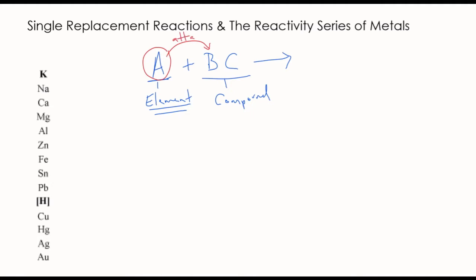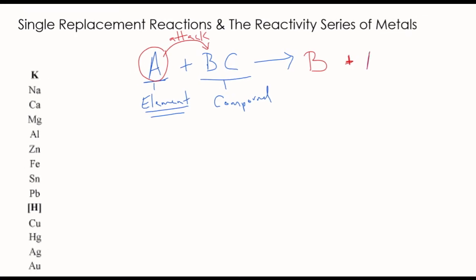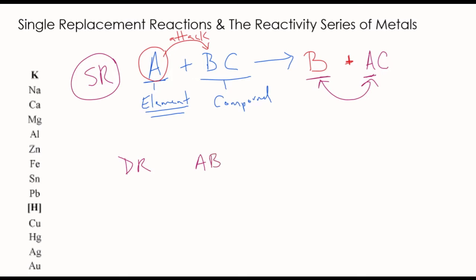So the element is going to attack the compound. Okay, whatever this metal is going to attack the other metal. So A is going to attack B, B gets kicked out, and now B is alone, and we're going to have A bonded to C. So B is switching with A, essentially. Okay, this is a single replacement reaction. So it is possible for the A and the C to switch, but we're only going to do A and B examples in this video.